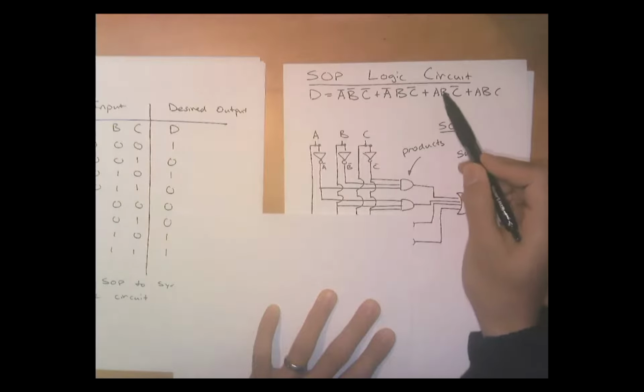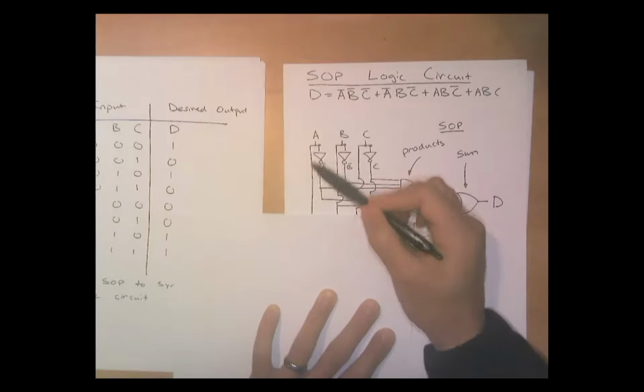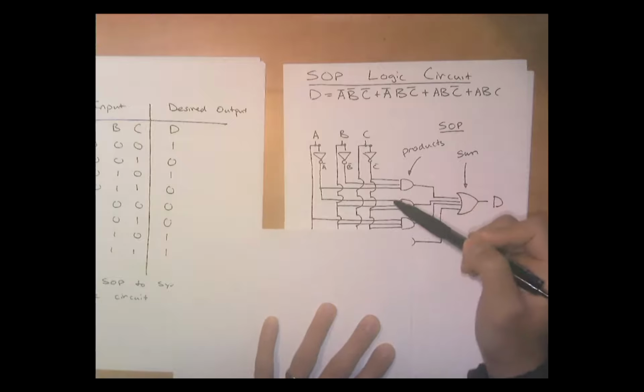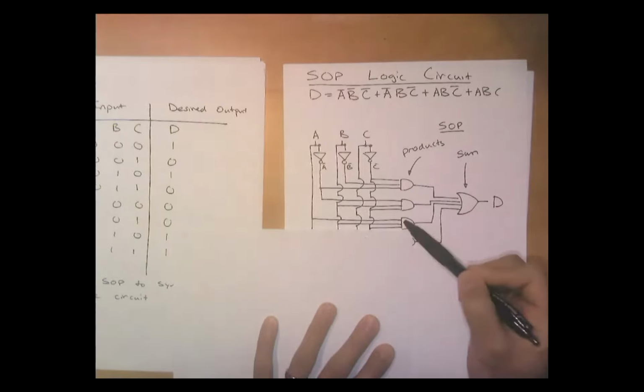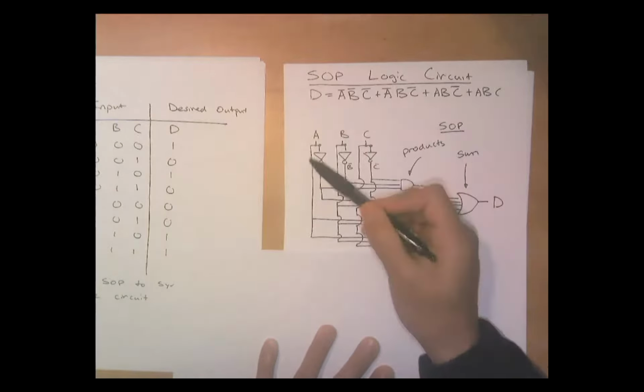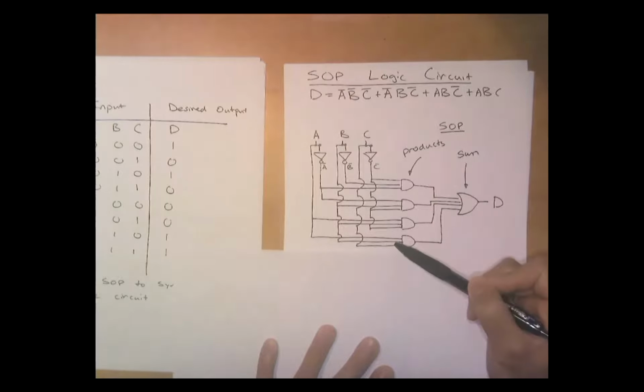It should get A, B, C bar. So that's A here, B here, and C bar over here. Good. A, B, C bar. Fantastic. And then the last one, it's all the non-inverted, A, B, C. So A, B, C. Neat.